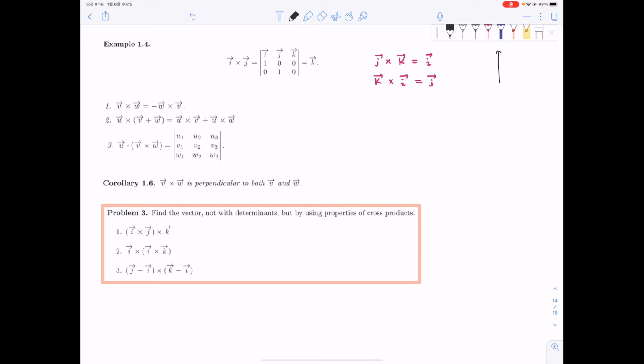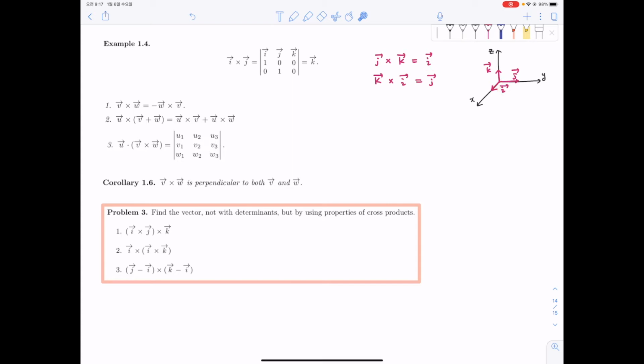If you draw this in R3, with the x-axis, y-axis, z-axis, then these are the unit vectors i, j, k. By the right-hand rule, you can check that for i cross j, our thumb points in the k direction, so it is k. And j cross k: if you swap like this, then your thumb points in this direction, so it is i.